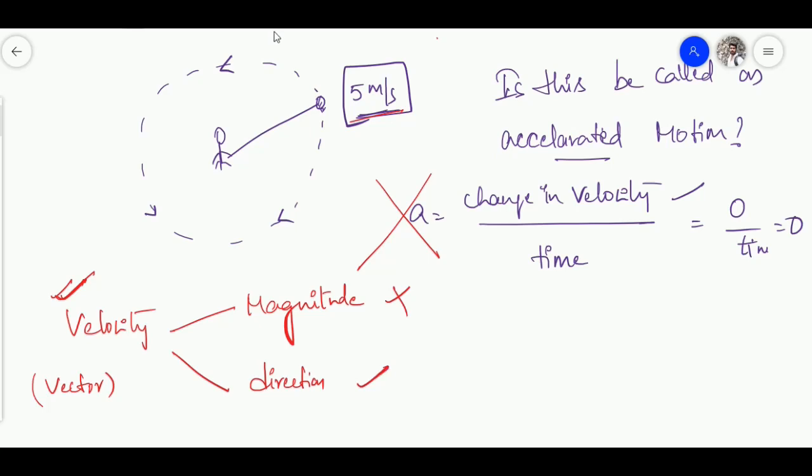That means when the stone is here, it wants to go in this direction. When the stone is here, it has a tendency to go in this direction. It has to go in this direction. It has a tendency to go in this direction, but the string is pulling the stone to be in the circular path.